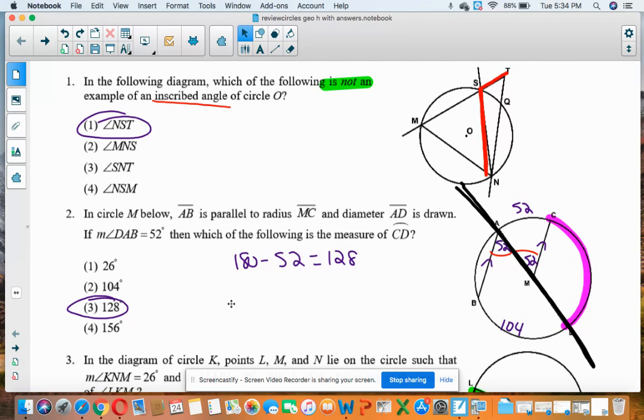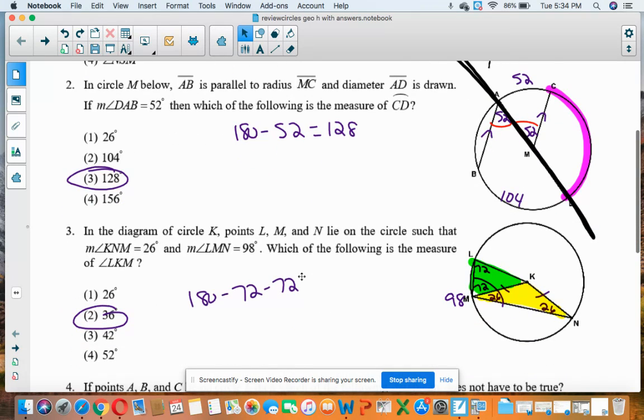So in number 2, we have that AB is parallel to radius MC. Because they're parallel, since I know that this angle right here is 52, then this angle right here is going to be 52. And since this angle is 52, these are alternate interior angles. That makes this arc 52 right there, but you're actually trying to find this arc right here, CD in purple. And together, these two arcs form a half a circle, so that's why I did 180 minus 52 equals 128.